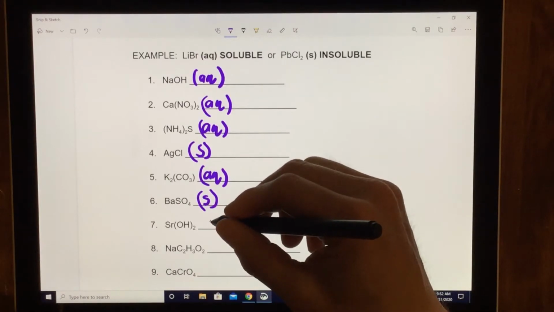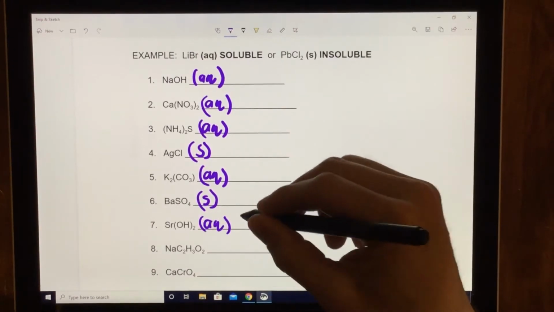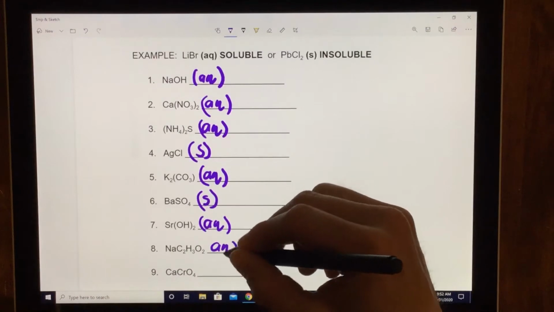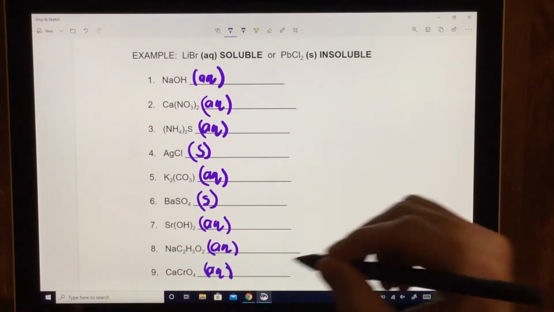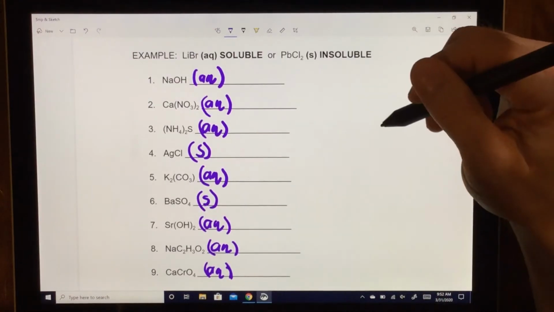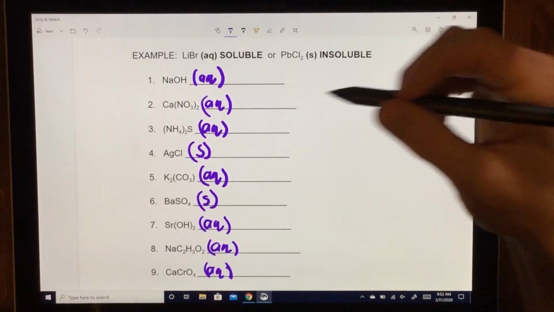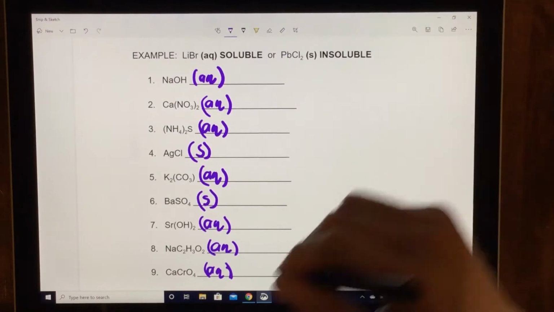This would be aqueous, I think. This would be aqueous, and this would be aqueous as well. So only got two insoluble there, but let's use table F to double check, right? So here's how we're going to do this.